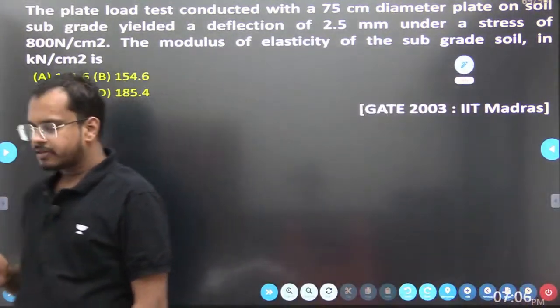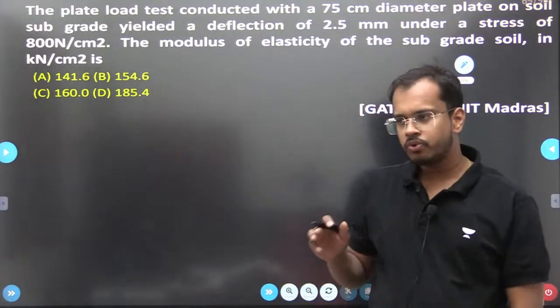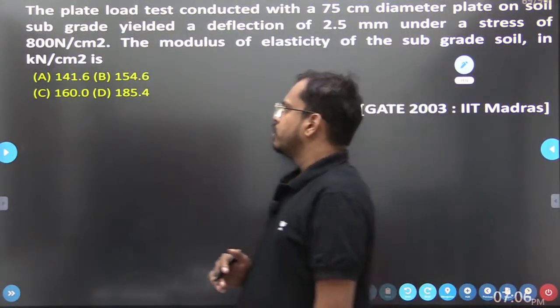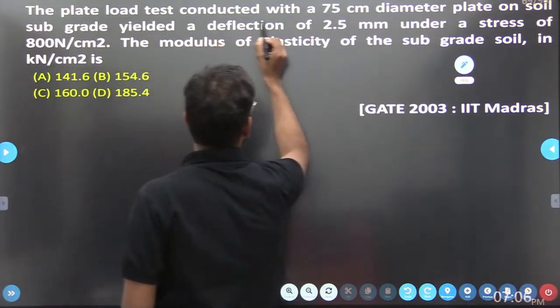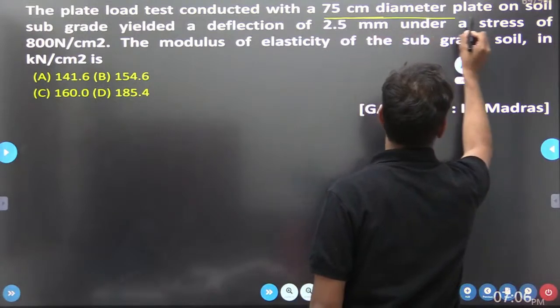So now I will discuss in front of you the next important problem from GATE 2023 in Transportation Engineering, and this is our last session. The question is: the plate load test is conducted with a 75 centimeter plate. The diameter of the plate, 75 centimeter, is given in the problem.